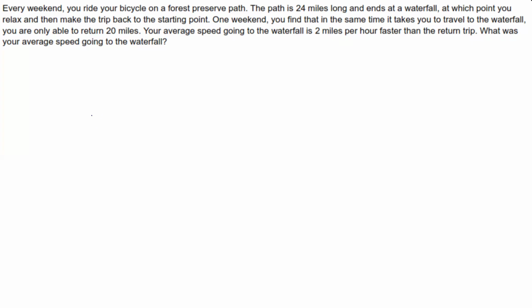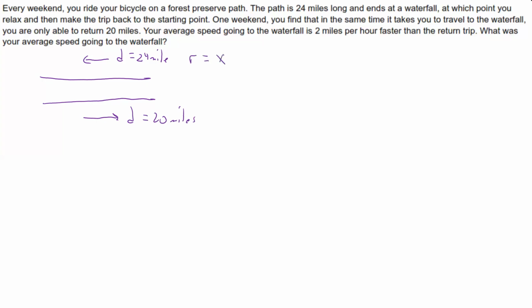All right, so what we have is some kind of a path we're going along. And this way, our distance is equal to 24 miles. This way, our distance was only equal to 20 miles. Okay. Now, our rate going to the waterfall was equal to what? Well, it was equal to our speed of our bike. So this is going to be x equals the speed of the bike on average. And it's going to be what? Well, it's going to be plus 2. And this one is just going to be rate is equal to x.